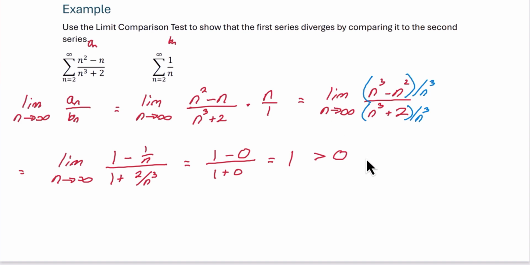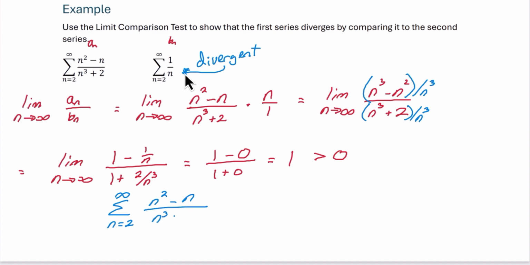If that's true, then the two initial series either both converge or they both diverge. Since we know that the second one is divergent, because it's a p-series or a partial harmonic series, then the first one, the initial, must also be divergent. Due to the limit comparison test.